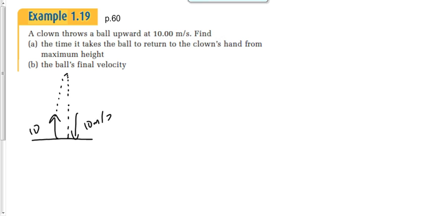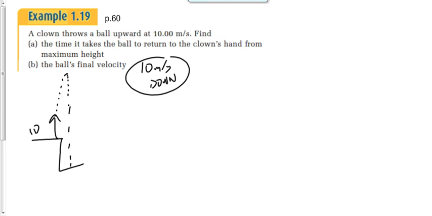Now, if it landed below where it started, like this, then you couldn't do that, right? But since it lands at the same height, that works fine. Yeah, the final velocity is 10 meters per second down. No calculation to do there. You could, but it's not necessary.